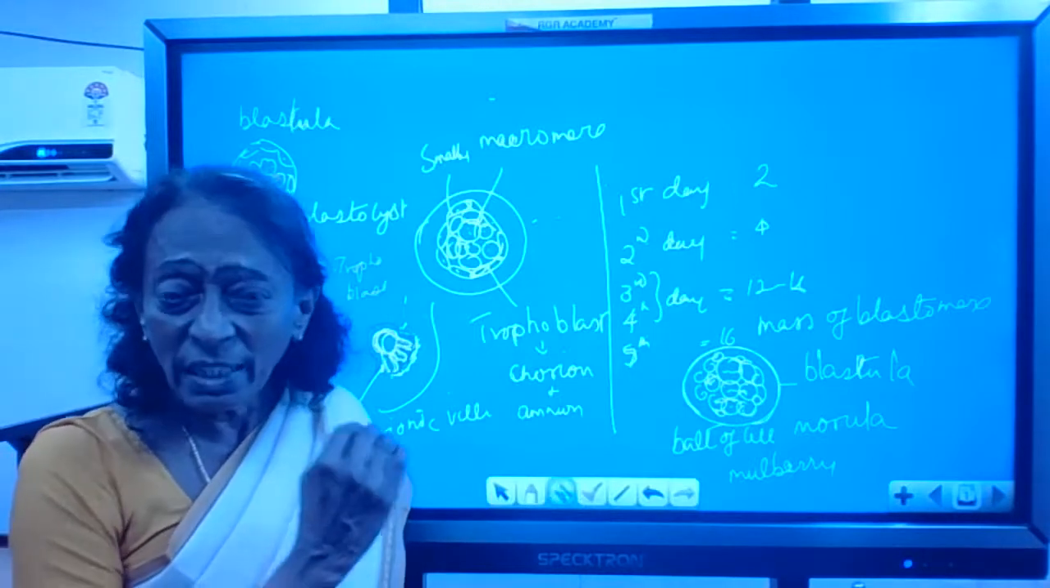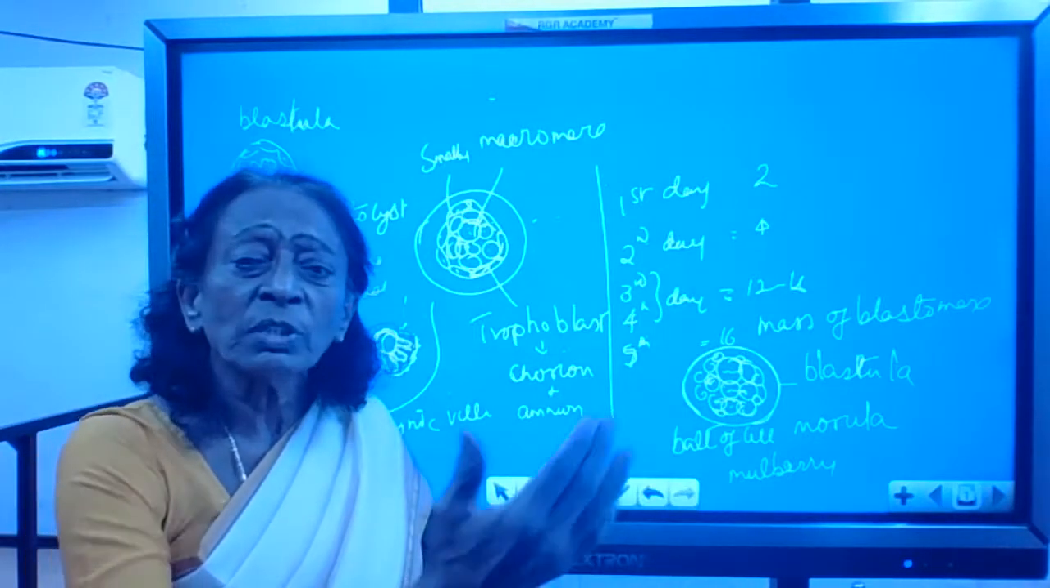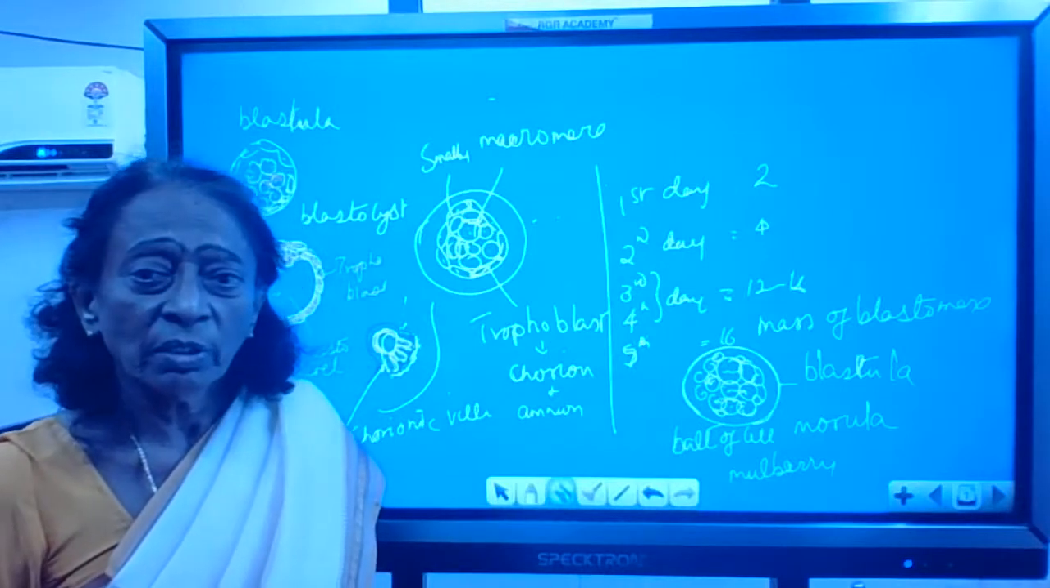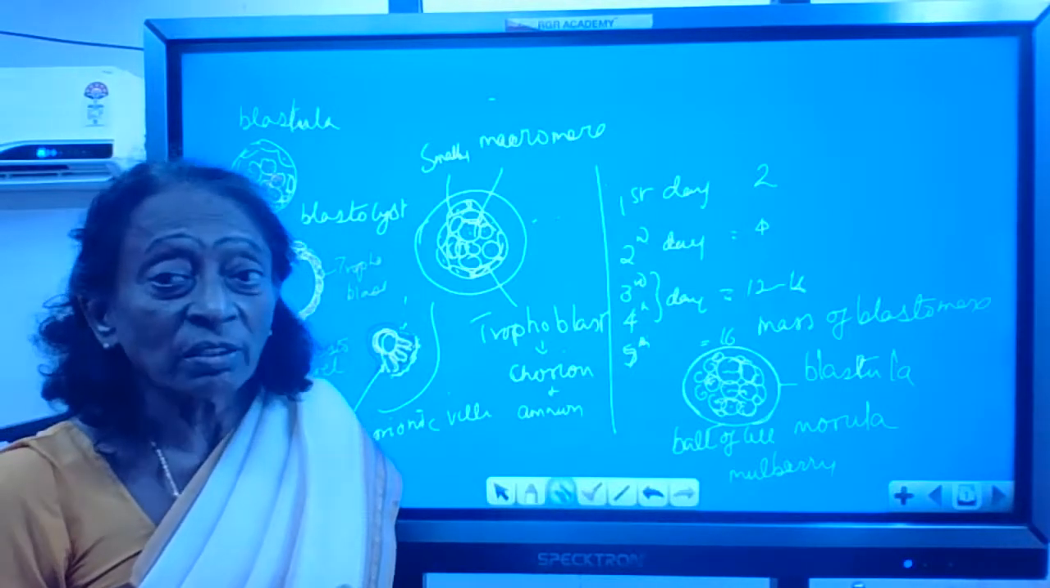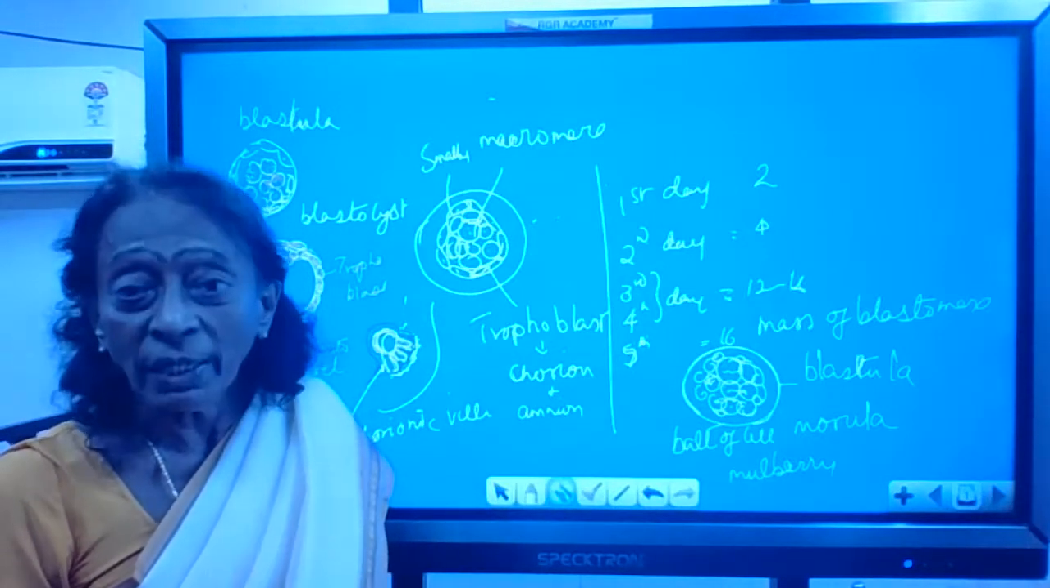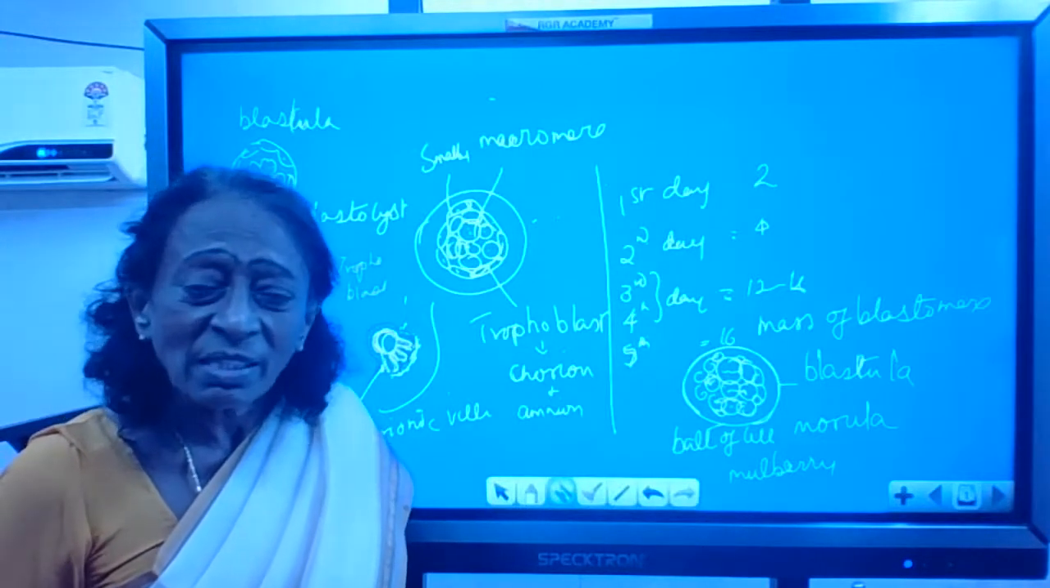If you know the facts related to cleavage, you will be able to find out which is a wrong statement and which is a right statement. Cleavage is in a methodical plane. The division occurs in a methodical plane. Mitosis is not like that.